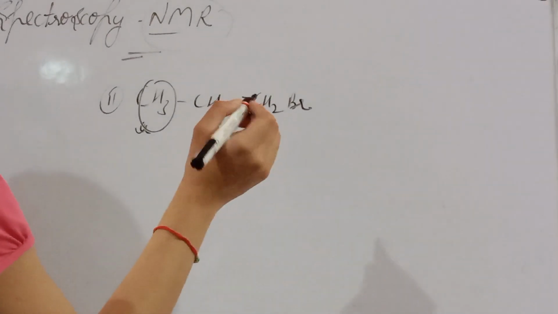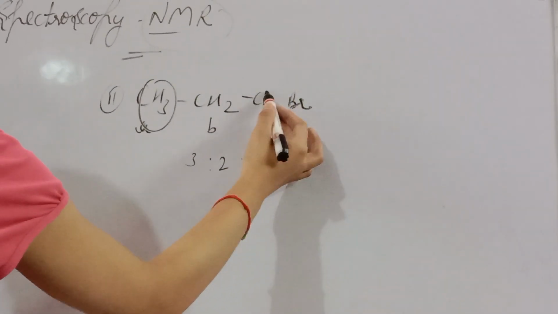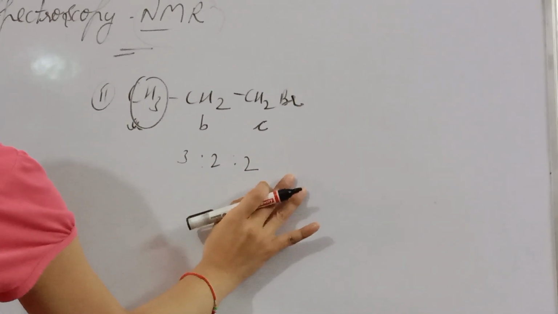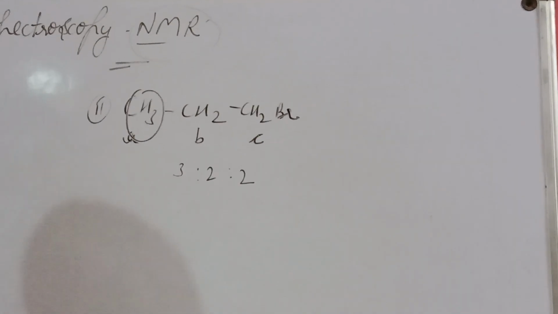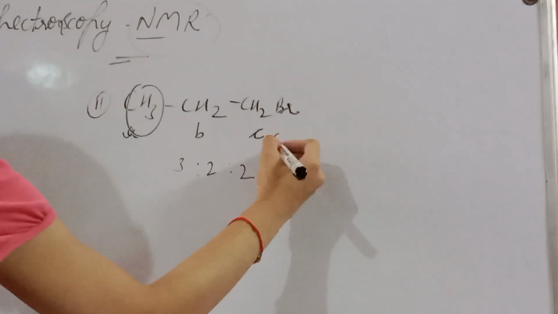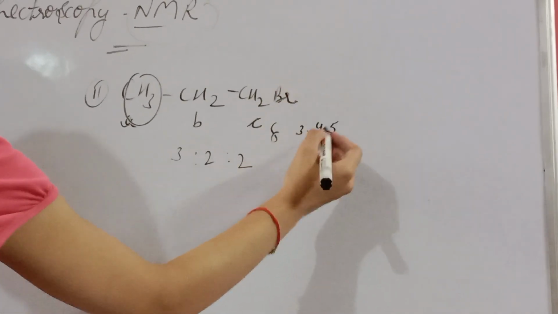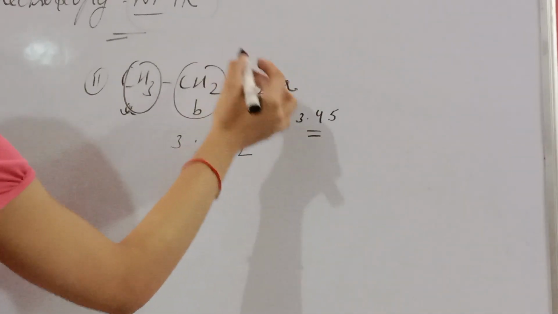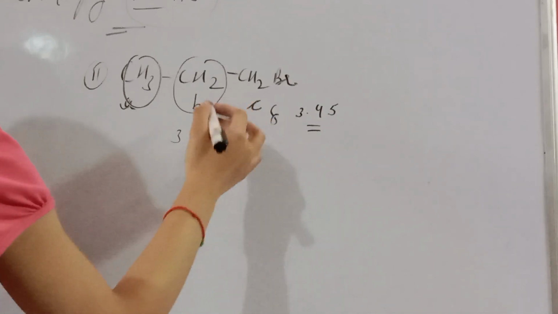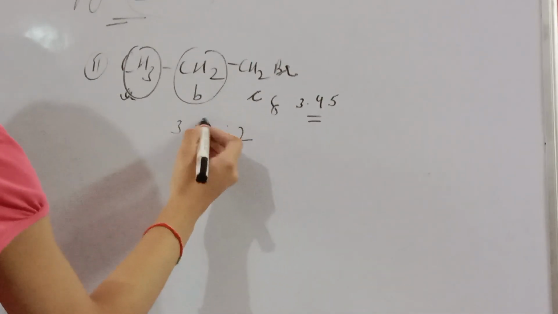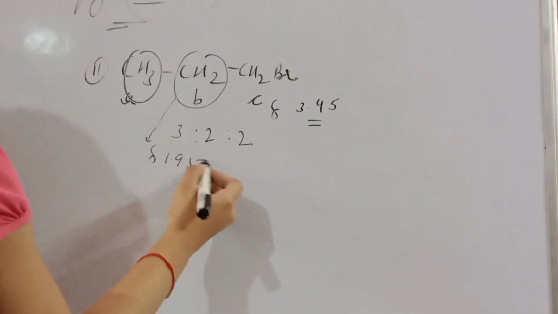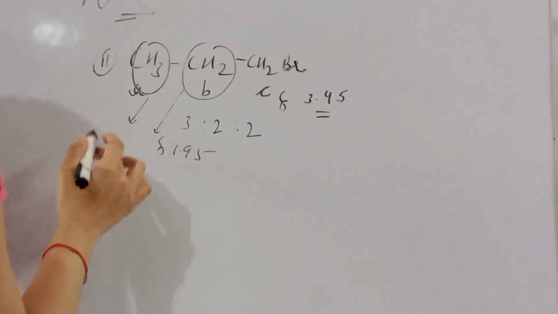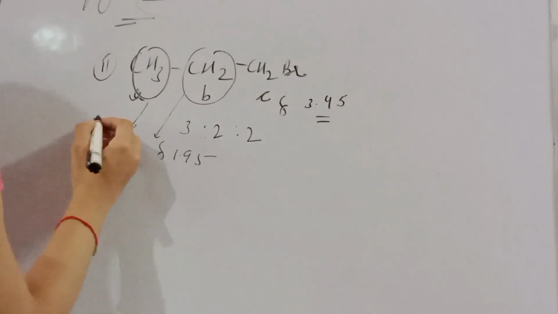3:2:2. Due to minus I effect of the bromine atom on the C protons, deshielding is most experienced, and hence these protons appear at the lowest field, that is delta 3.45. Since the minus I effect decreases with increase in distance, therefore B protons are less deshielded than C protons, and hence have a lower value of delta, that is 1.95. The most shielded protons are A-type protons, which absorb at the highest field and lowest value of delta, that is 1.1.